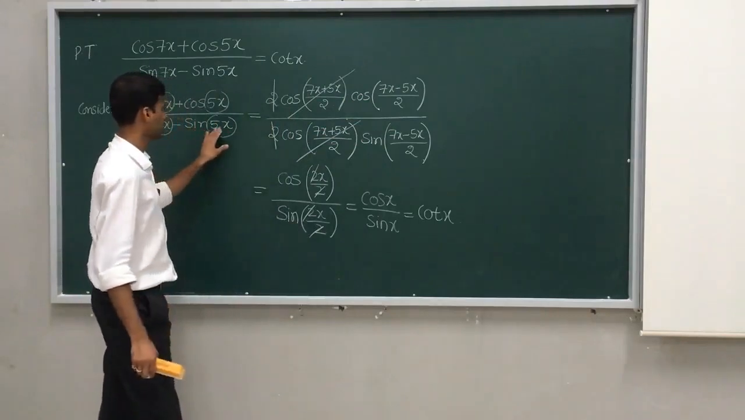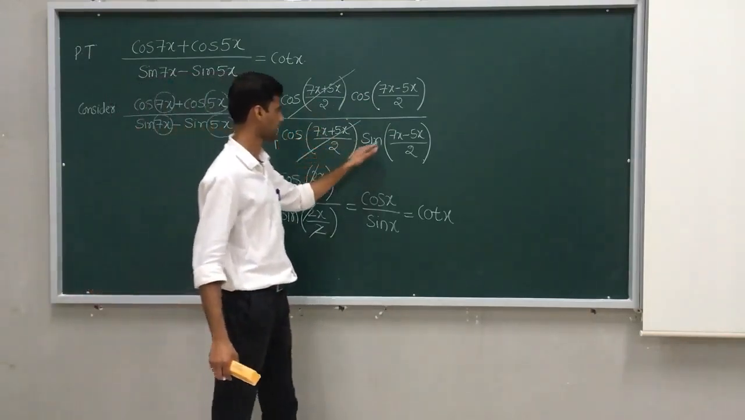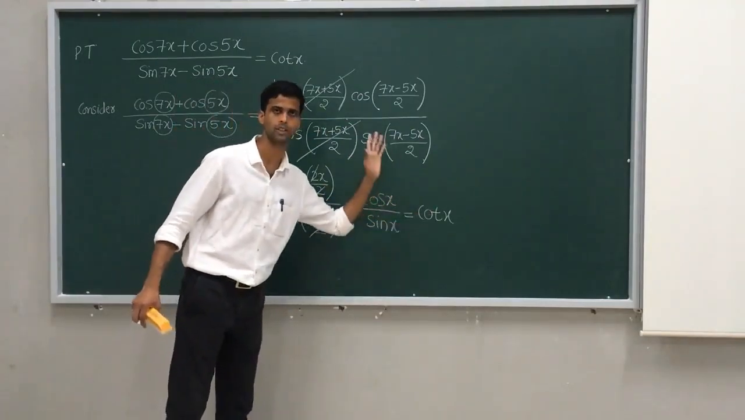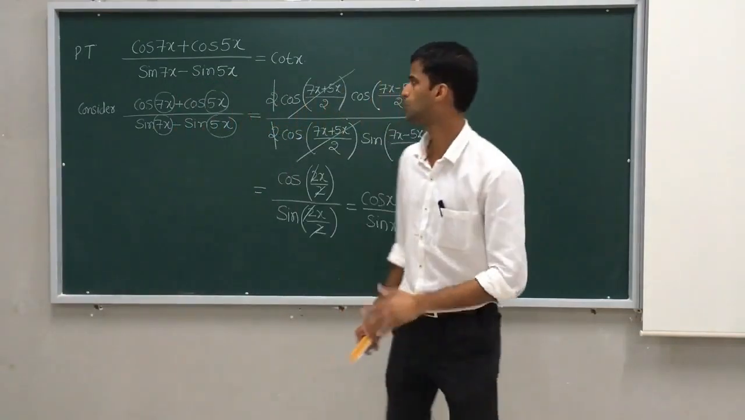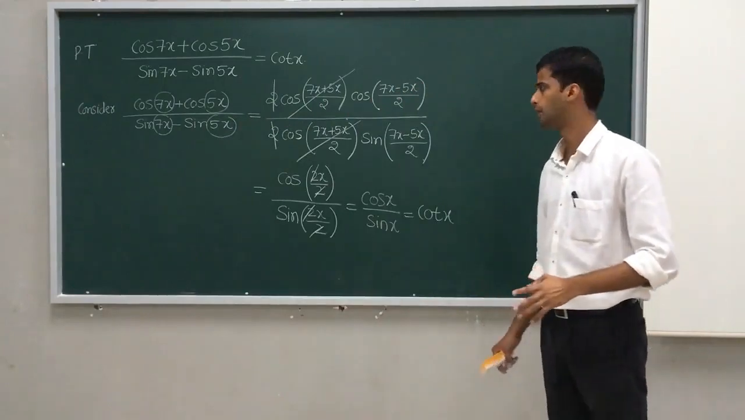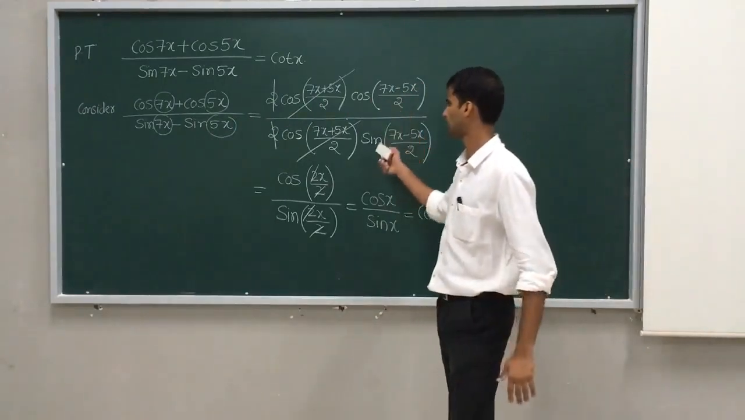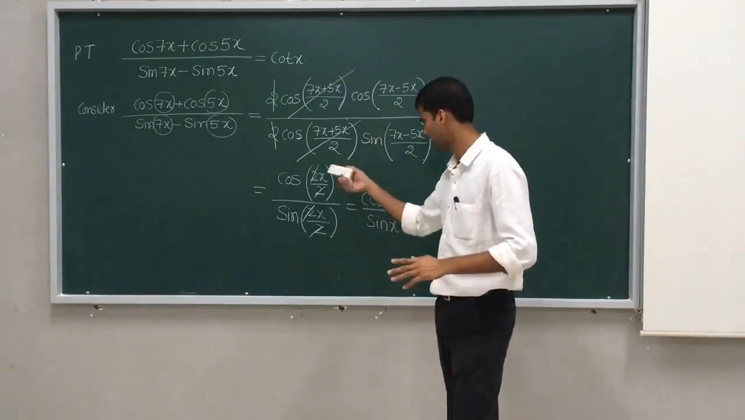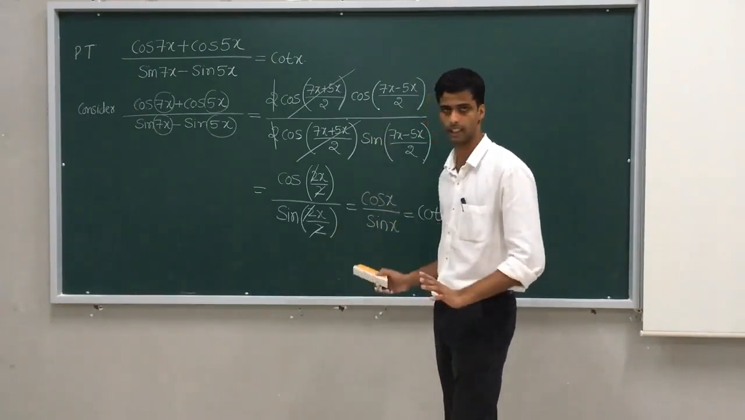Sin x minus sin y is 2 cos (x plus y)/2 sin (x minus y)/2. Then I simplified and got the final answer as cot x. Such a problem you will get in the final exam. The only thing is to write the formulas, then simplify. No need to write formulas, okay? But don't skip any steps here. Write everything neatly, okay?